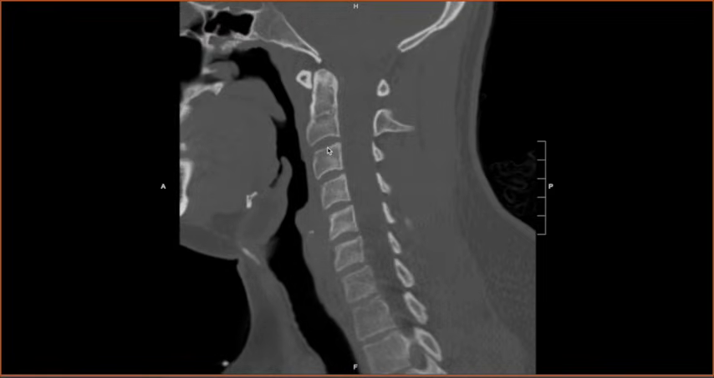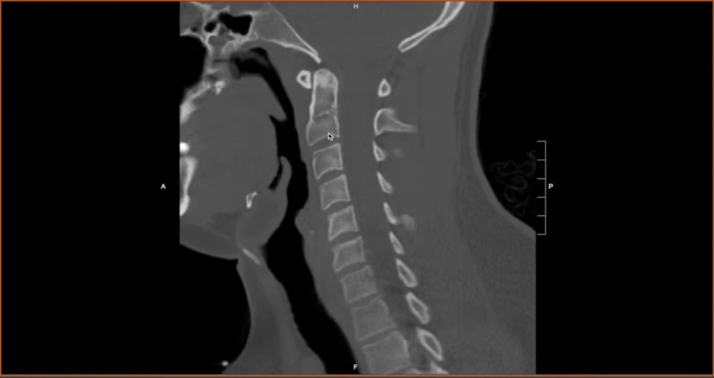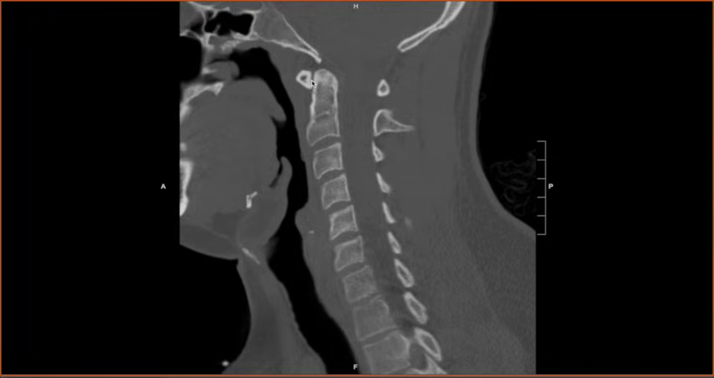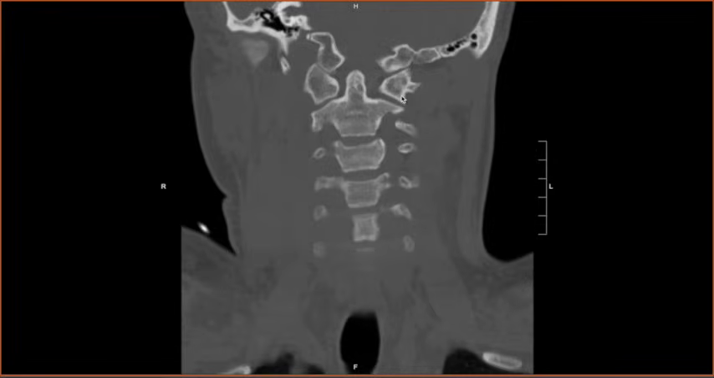Again, you're going to look at these two articulations on every single CT scan. For the first one, this space here is called the pre-dens space. It should measure less than 2 millimeters in adults. Anything larger than that in an adult is abnormal. On the coronals, this is C1 and this is C2.